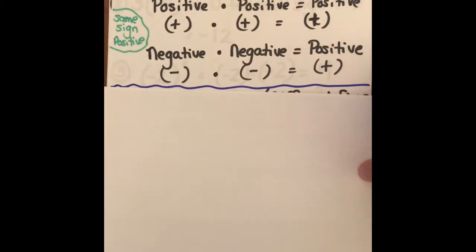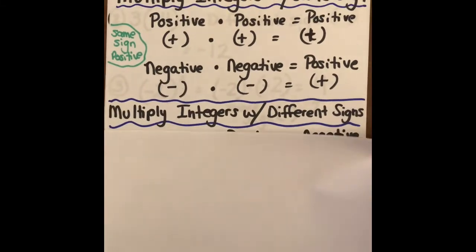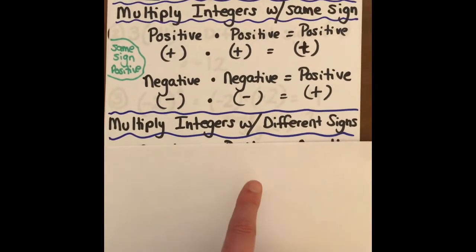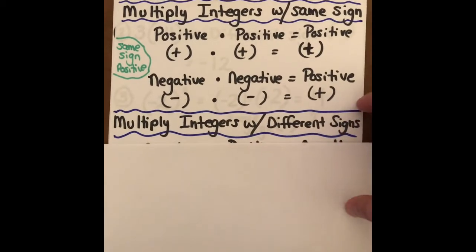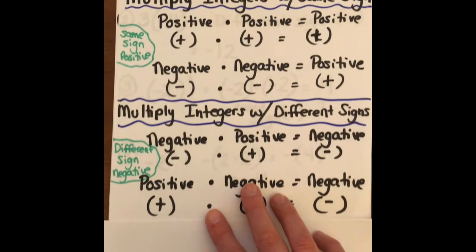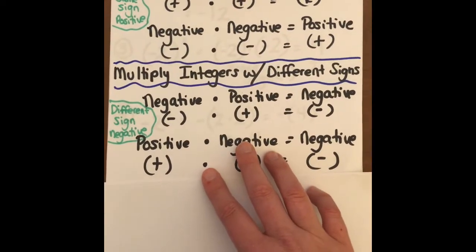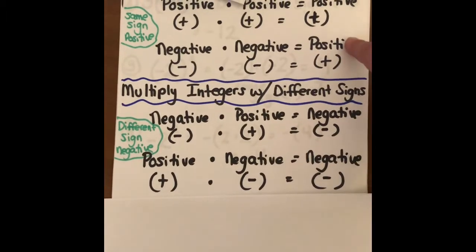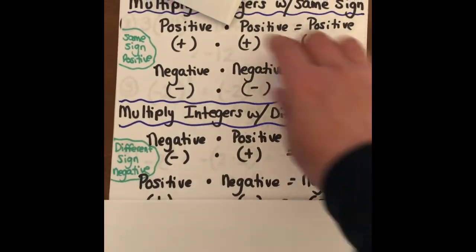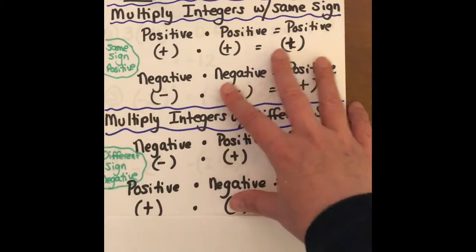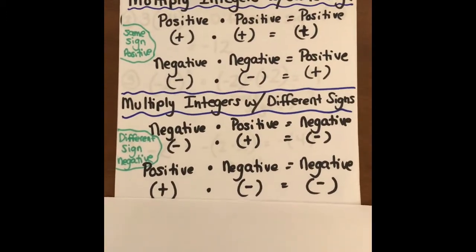Now on the opposite end, multiplying integers with different signs. So maybe you have a positive and a negative, or a negative and a positive. Those are always going to be a negative answer. So multiplying integers with different signs, you get a negative answer. Same sign will be a positive answer. Okay, so make sure you have that written down.